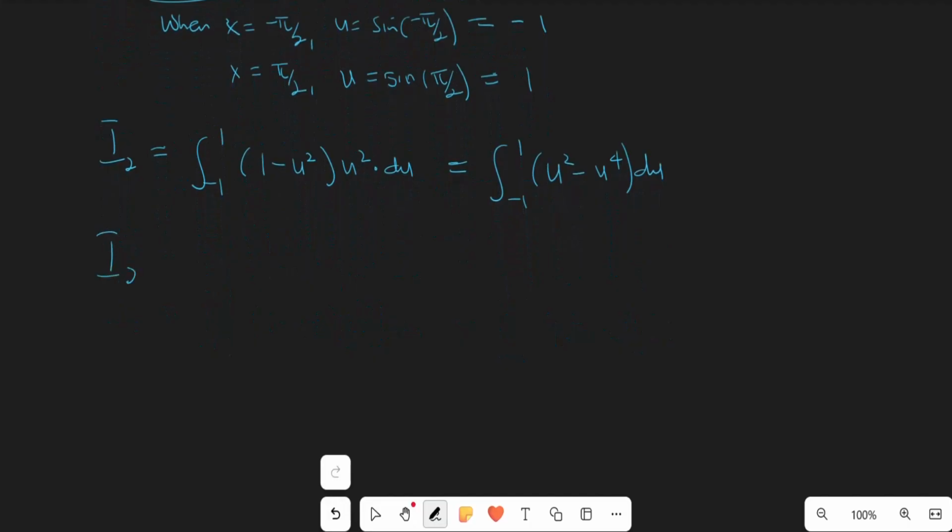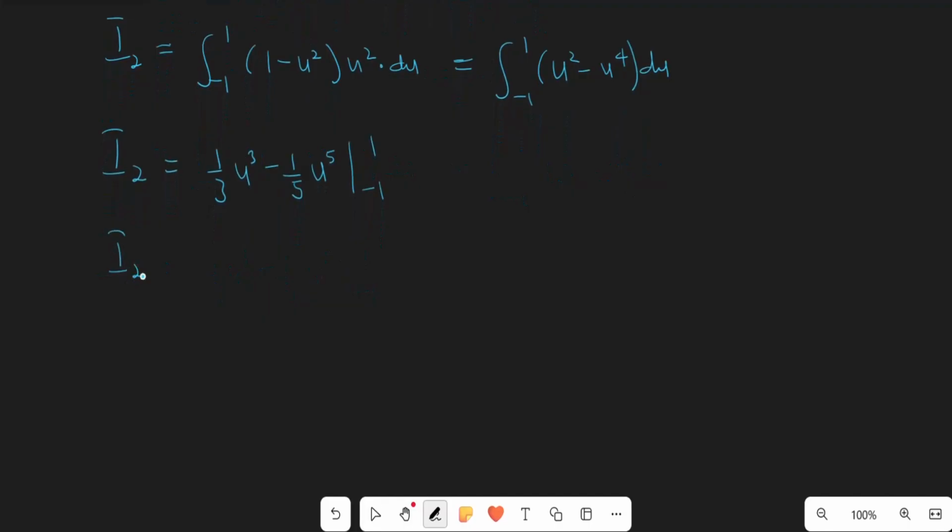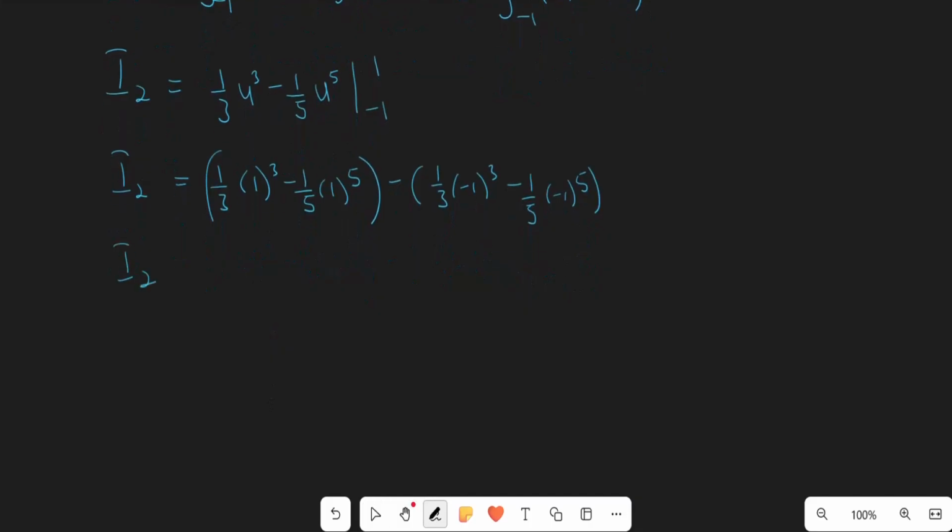Cool. So now I2 is going to be, you can now integrate, this is 1/3 u cubed minus 1 over 5 u to the power 5, integrating that from negative 1 to 1. So I2 is 1/3 times 1 cubed minus 1/5 times 1 raised to the power 5. This is the upper limit, minus 1/3 times negative 1 cubed minus 1/5 times negative 1 to the power 5. That is the lower limit. So I2 is 1/3 minus 1/5 minus, this is negative 1/3, and this is positive 1 over 5, because this is negative 1 times negative here.